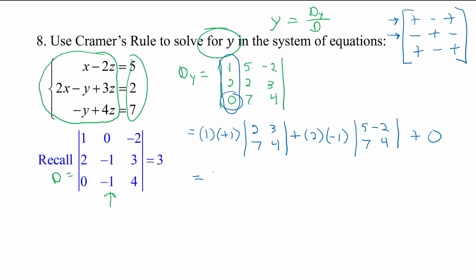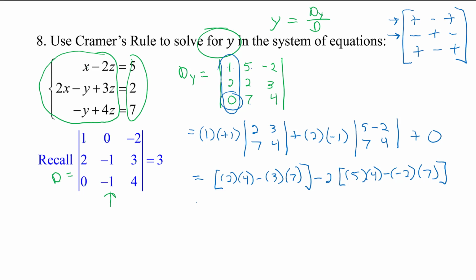So we're going to have 1 times the determinant of the matrix 2 times 4 minus 3 times 7. And then we're going to have minus 2 times the determinant of the matrix 5 times 4 minus negative 2 times 7. So we have 8 minus 21 minus 2 times 20 plus 14.